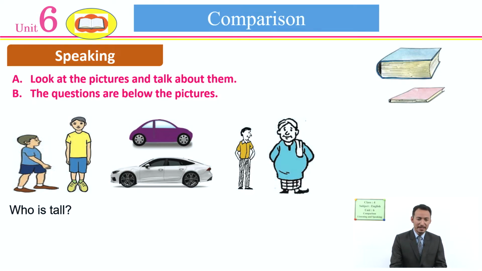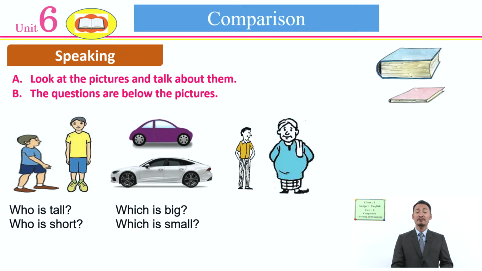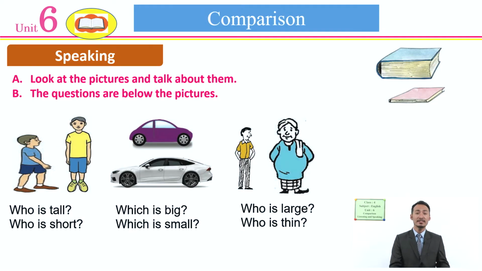Now, tell me who is taller here and who is shorter, and which is big here and which is small. And what about this picture? Who is large here and who is thin? And what about these books? Which is thick and which is thin? So when you compare, you can talk by using comparative words like shorter, taller, bigger, larger, thinner, or thicker. Likewise, you can compare things and people.